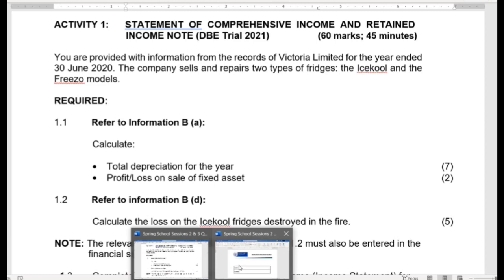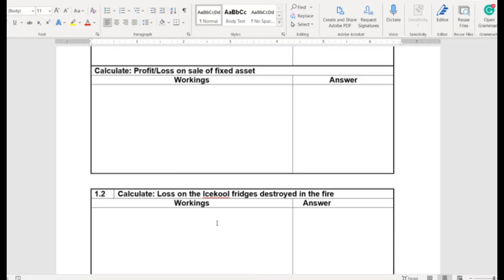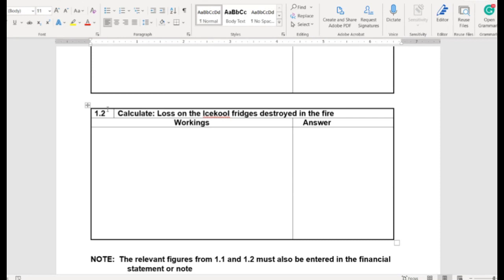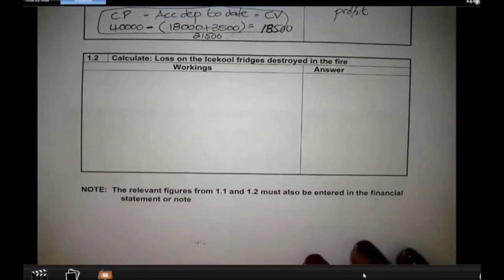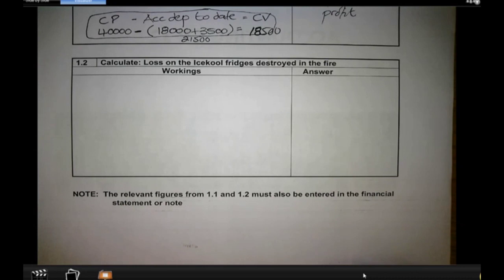Let's go and prepare our 1.2. We're going to fill the information in here. Let's just get my answer up. There we go. Now, this one says calculate the loss. So we know that a fire happened and some fridges were destroyed in the fire. We don't know how many fridges were destroyed in the fire, and we need to calculate the rand value of the fridges.